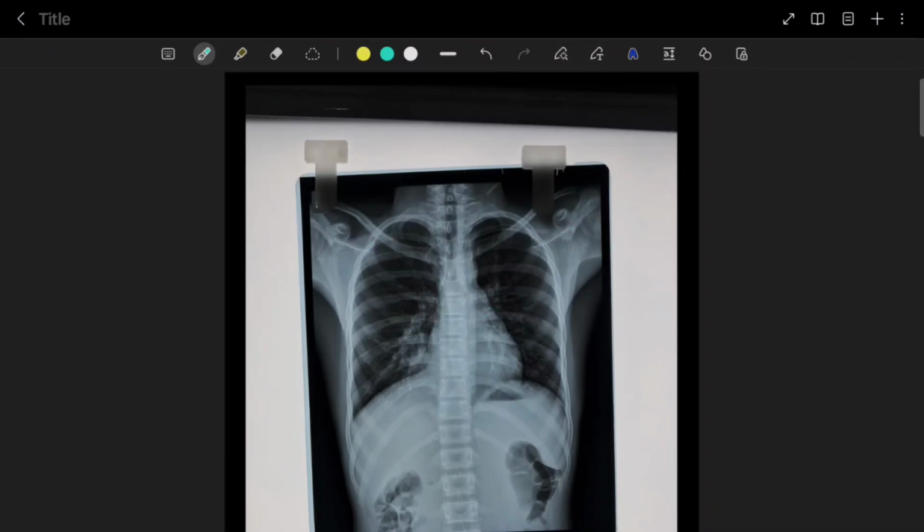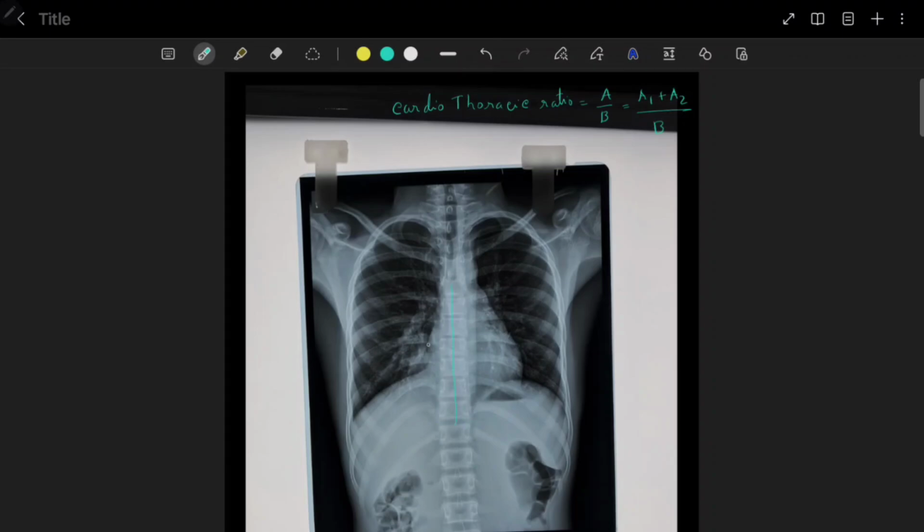After that you have to assess the cardiac size. How is it calculated? It is done by the cardiothoracic ratio. So A by B. A means the maximum transverse diameter of the heart, and B means the maximum transverse diameter of the thoracic cavity. So here you have to first see the midline.